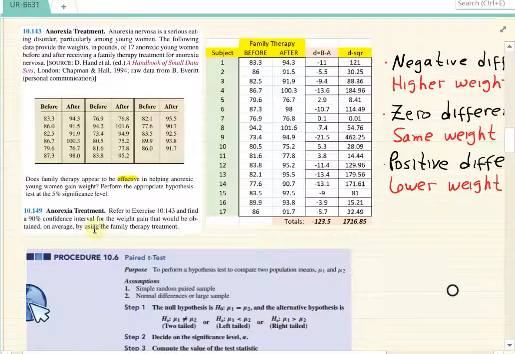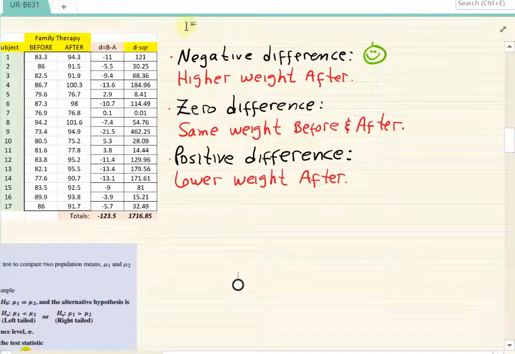Now, in order to set up our hypothesis, which we will in a minute, but before we do, let's take a look at this. Remember, to establish effectiveness of family therapy goes back to what I have here. A therapy is effective for them to gain weight if the negative difference occurs, like here, here, here, here. These are all positive. Wow, look at this one, 21 pounds. This really helped this individual.